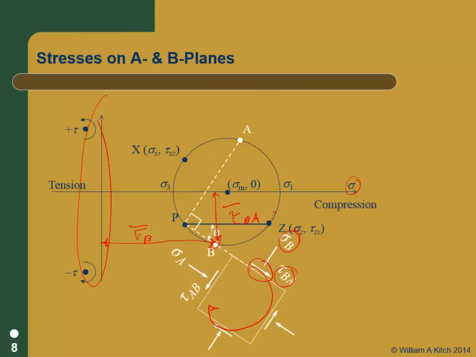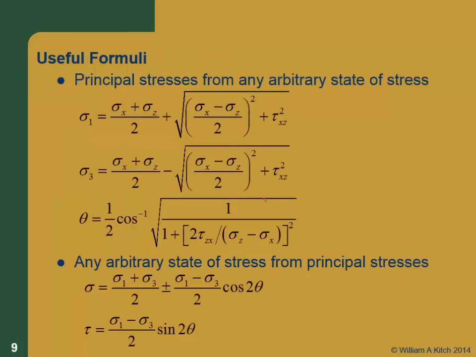When you do your homework, I want you to do this Mohr circle and draw it out to scale and actually measure everything off, slap your ruler down and measure it. And I also want you to run through these formulae and get the same answer and convince yourself that they are the same. And if they're not the same, then you're doing something wrong.